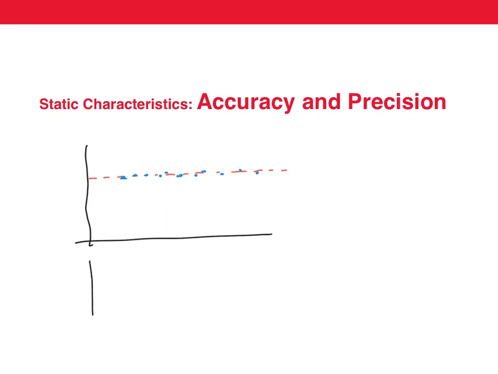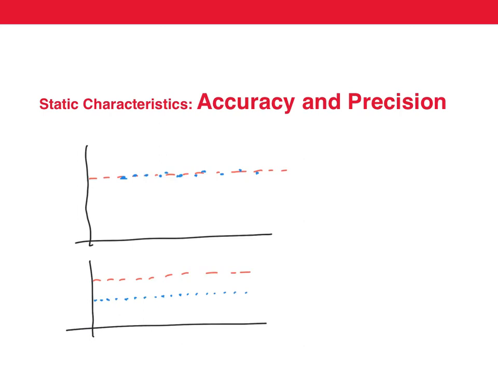A sensor which is not accurate could have, so this is the true value, and it will have values, let's say, somewhere here. So even though the values are almost the same, these values are not close to the true value, and therefore this sensor is not accurate. However, this sensor is very precise because the measurements that you're getting, even though they are the wrong values, are exactly the same every time you're doing the measurement. So this is a sensor which is not accurate, but which is precise.